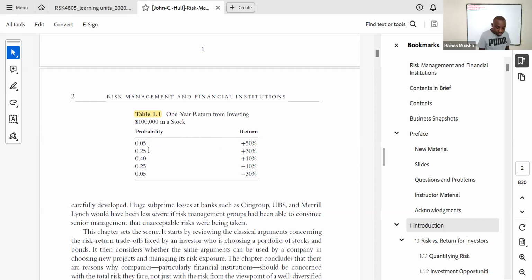There's a 25% probability that this stock is going to give us a return of 30%. There's a 40% probability that this stock is going to give us a return of 20%. There's a 25% probability that this stock is going to give us a negative return of 10%. And then there's a 5% probability that this stock is going to give us a negative return of 30%.